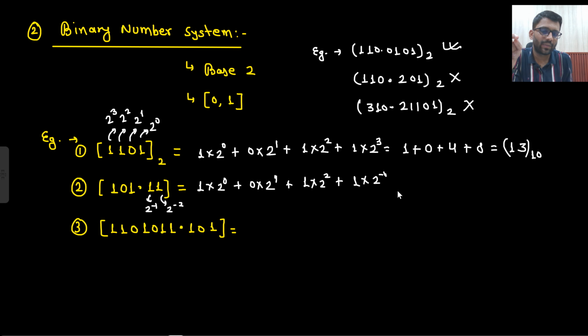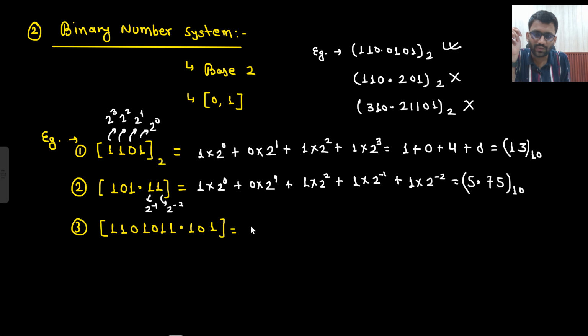So 1 into 2 to the power minus 1 plus 1 into 2 to the power minus 2. So that would be 1 by 2 plus 1 by 4, right? 0.75, and we can add this up. That would be 5.75, and this number I am denoting in decimal. So 5.75 will look like this.